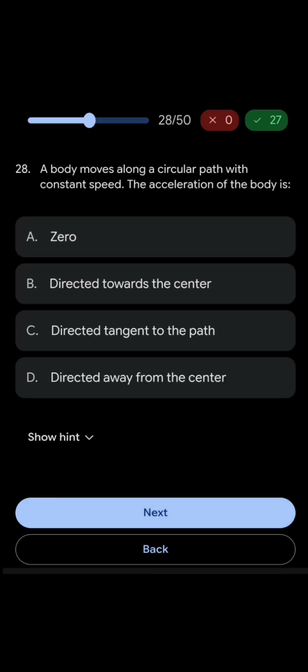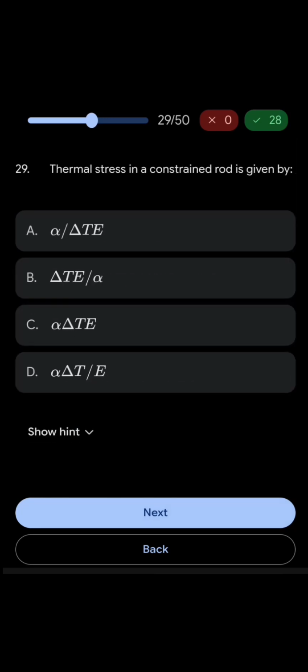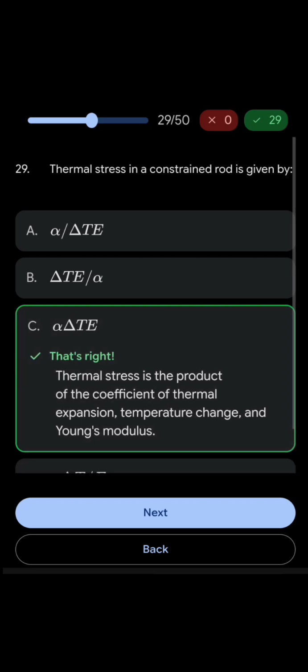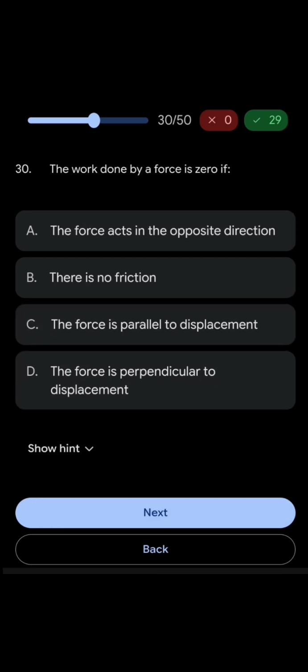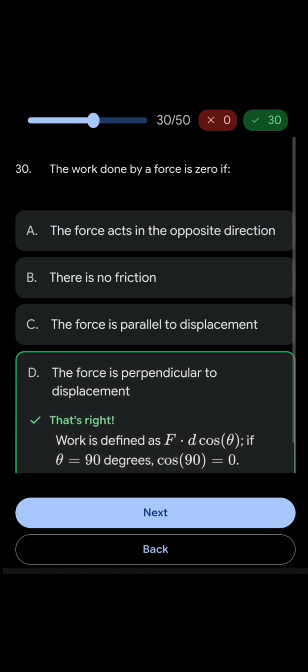A body moves along a circular path with constant speed. The acceleration of the body is directed towards the center. The thermal stress in a constrained rod is given by alpha E delta T. Work done by a force is zero if the force is perpendicular to displacement.